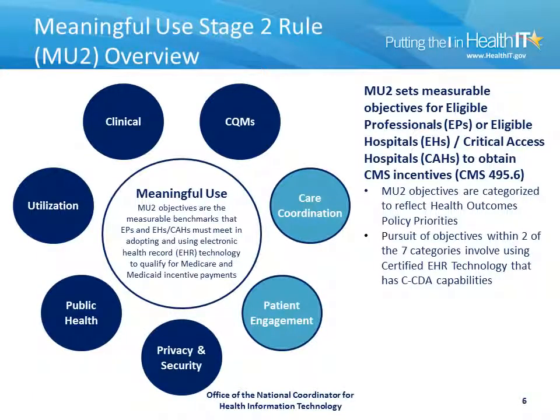Stage 2 of the Meaningful Use Program can be broken down into 7 different categories for objectives which reflect health outcome policy priorities. And those categories are privacy and security, public health, utilization, clinical quality measures, care coordination, and patient engagement. For the purposes of this session, we'll be focusing on the areas of care coordination and patient engagement, which are the certification categories in which the use of consolidated CDA is required.